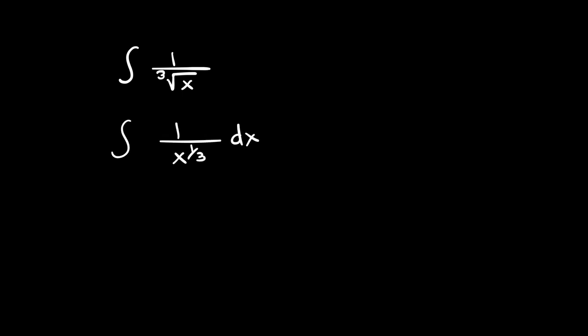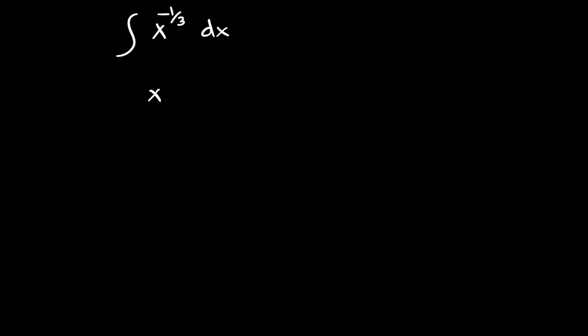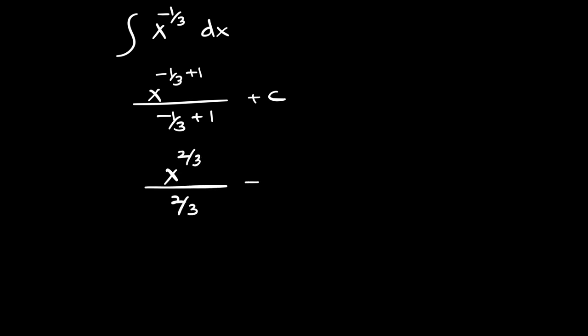One more question: something like 1 over the cube root of x. That is 1 over x raised to the power of 1 third dx. That becomes x raised to the power of 1 third with a negative sign dx. Don't integrate unless you have everything in the numerator. Now we can start the process of integration from here. This is x raised to the power of minus 1/3 plus 1, divided by negative 1/3 plus 1, plus a constant of integration c. This is x raised to the power of 2/3 divided by 2/3 plus c. This fraction flips and it will be written as 3 over 2 x raised to the power of 2/3 plus c.